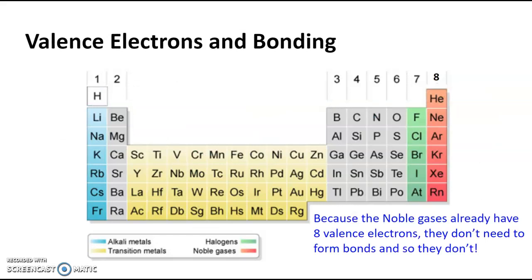Valence electrons help us predict how something will bond. Because noble gases already have 8 valence electrons, they do not need to form bonds, and so they don't. They don't need to gain or lose electrons to be stable. They already have 8, and they're already stable.